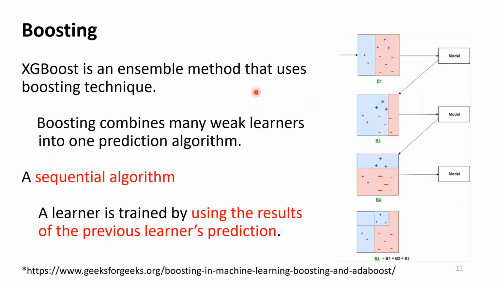XGBoost is an ensemble method that uses the boosting technique. Boosting combines many weak learners into one very accurate prediction algorithm. Weak learners are learning algorithms that only predict slightly better than random. Boosting is a sequential algorithm. In boosting, a learner is trained by using the results of the previous learner's prediction. It means sequential, like this. This iterative process improves the model performance.